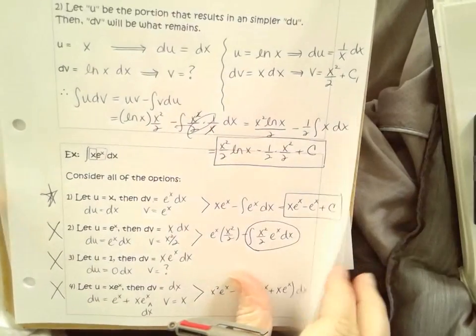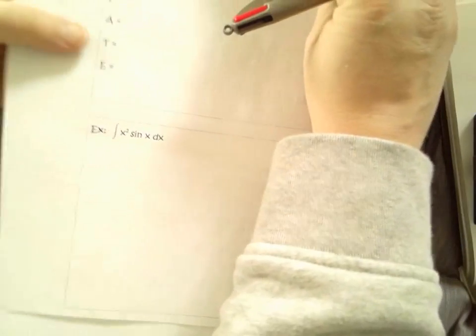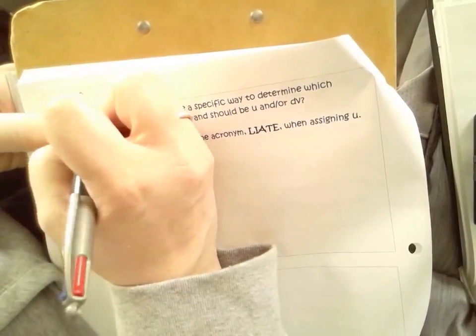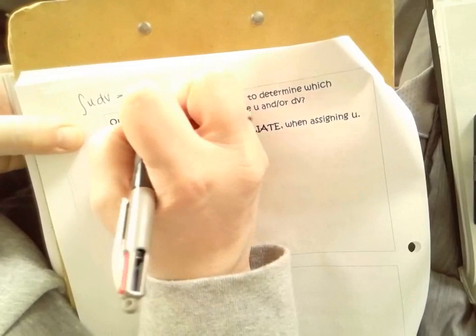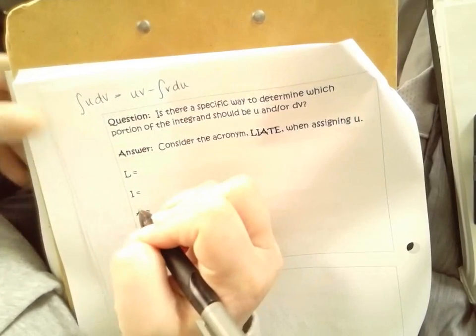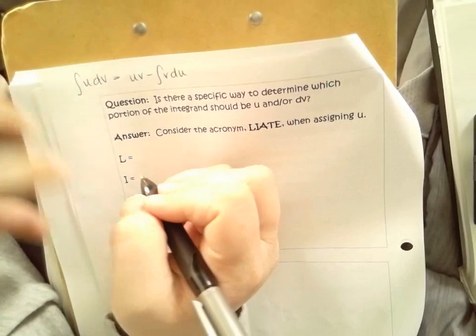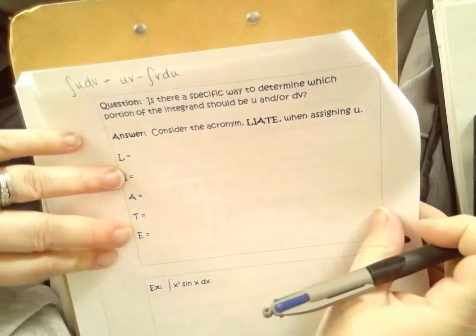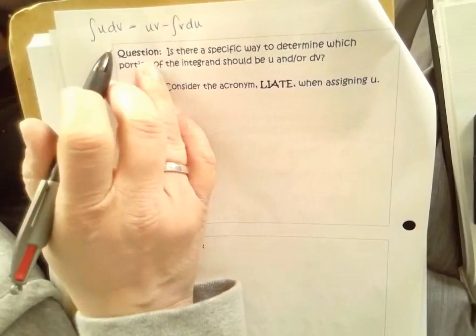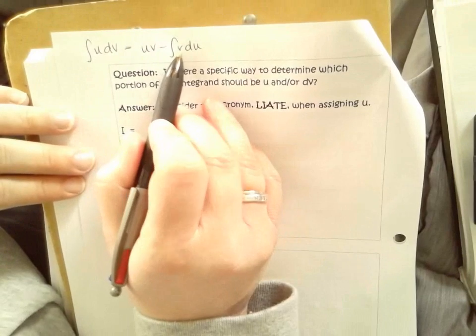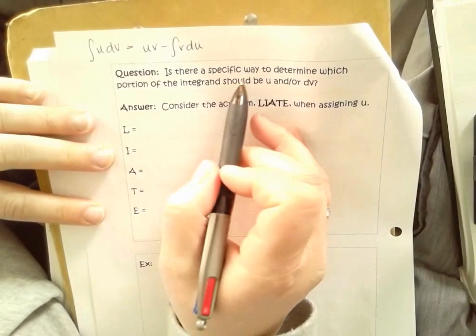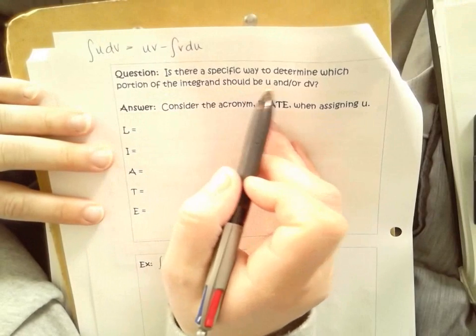Okay, so keep up that mentality. Remember, and I'm going to write this at the top of every single one of these pages till we have it memorized. We're learning that the integral of a u-dv combination that we can't solve as is equal to uv minus the integral of v du. So in order to solve this, you have to assign the proper u and dv, find their corresponding du and v, because du and v are part of what we need for our answer. Okay. Is there a specific way to determine which portion of the integrand should be u and or dv?